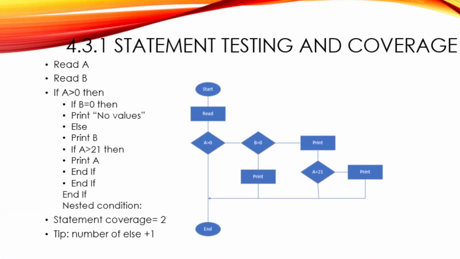Let's see this one. Read A, read B. If A is greater than 0, then if B is 0, then print no values, else print B. If A is greater than 21, then print A. This is a nested condition. In this case the tip is number of else plus 1. We have 1 else, and 1 plus 1 is 2.